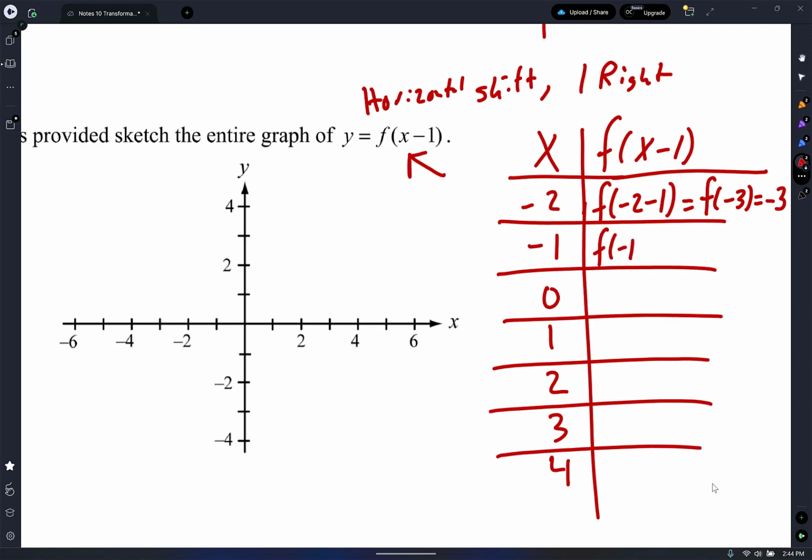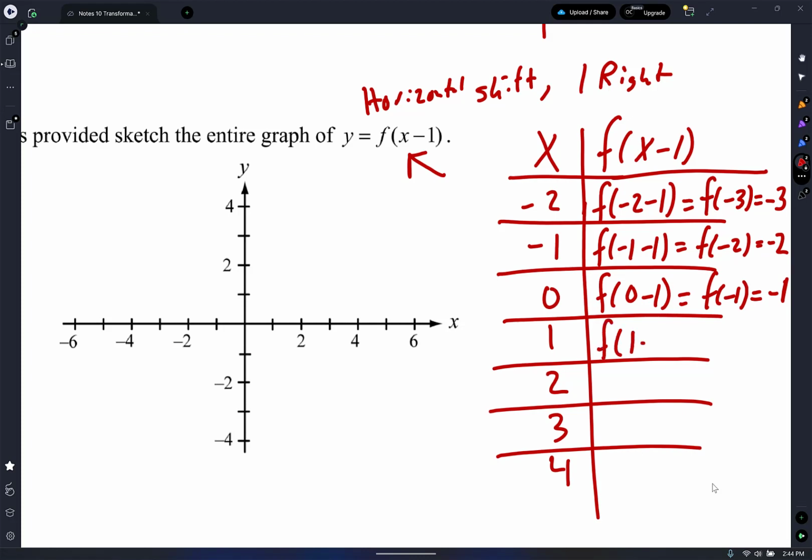F of negative 1 minus 1, that was f of negative 2. And f of negative 2 was negative 2. F of 0 minus 1 is f of negative 1. And what was f of negative 1? Was it negative 1? Yeah, I should have just made up my own problem instead of taking this one, because I don't really like it now. I liked it when I was typing it, but now I think it's not very good.